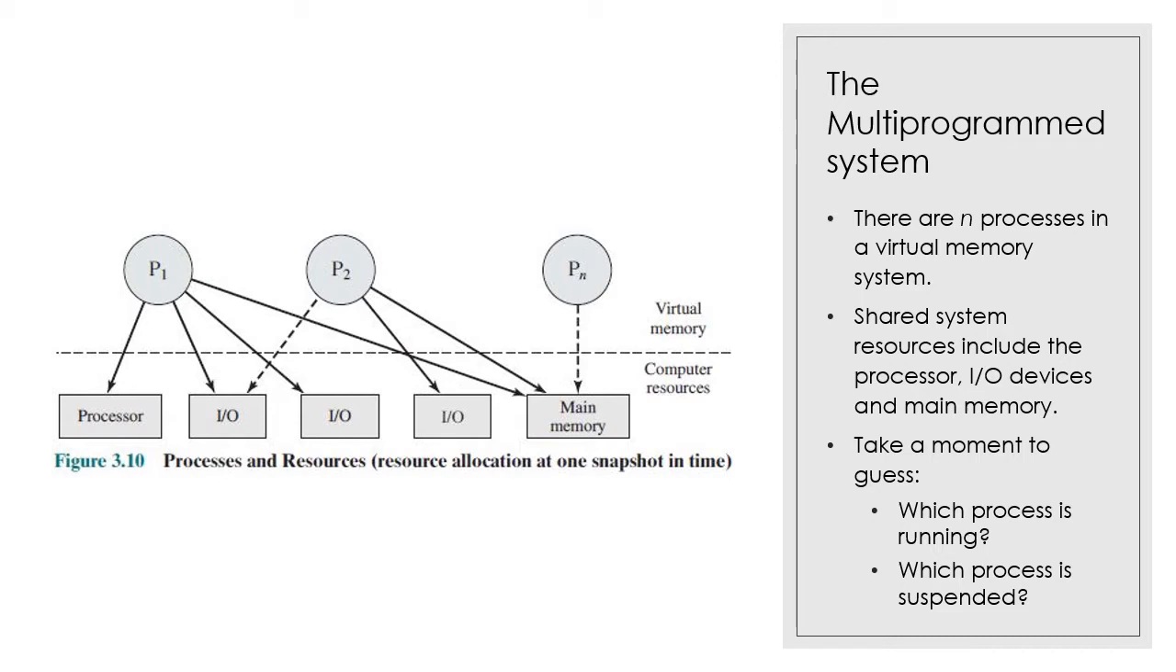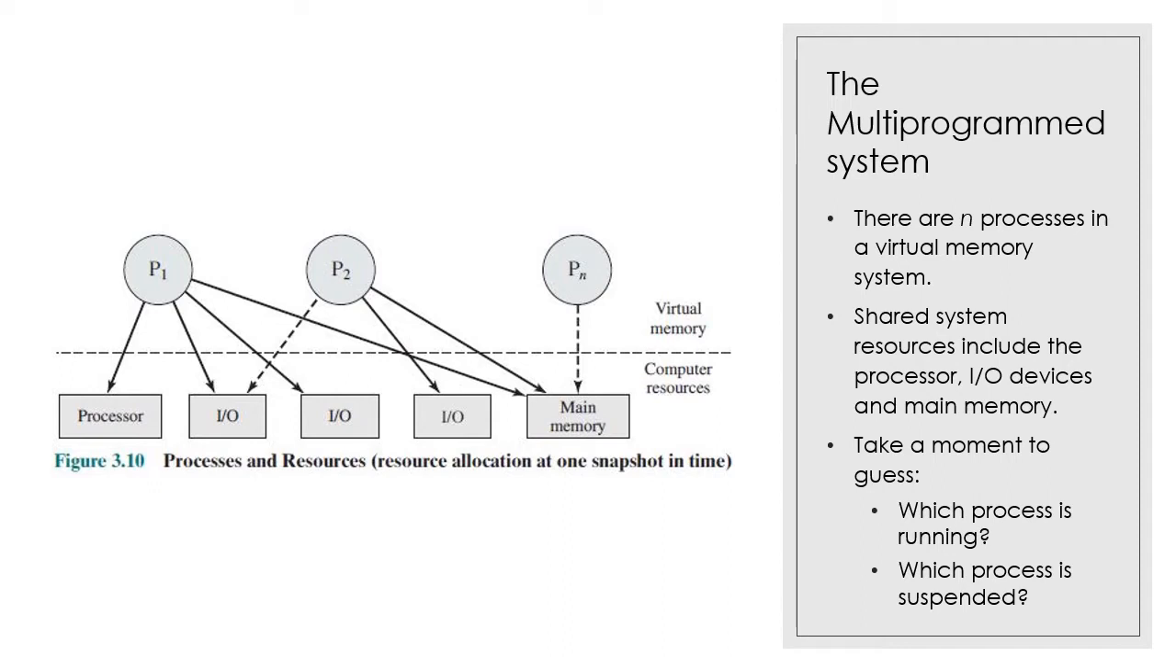Take a moment to guess which process is running, which process is suspended. So, do you have the answers? To find out who is running, see which process currently possesses the processor. You can see a solid arrow going from P1 to the processor. So this means that P1 is running.